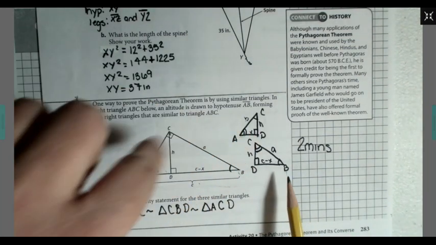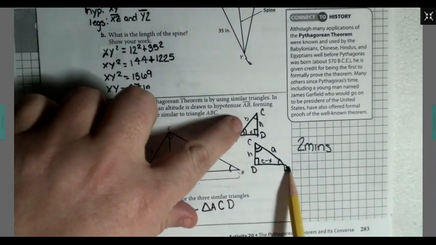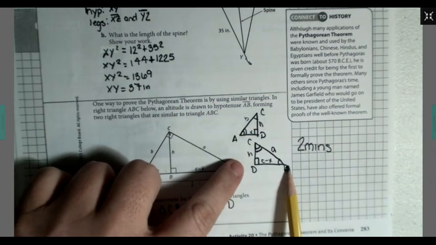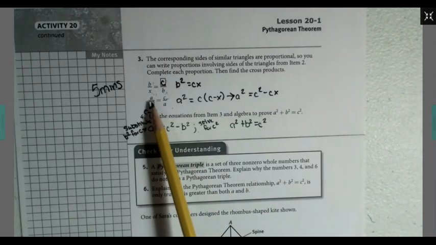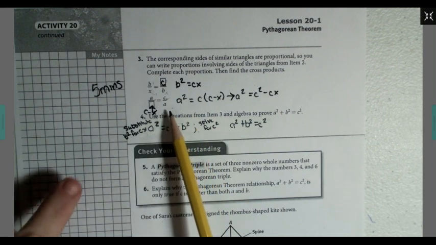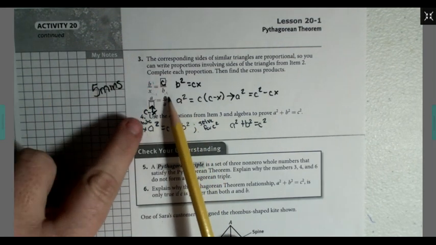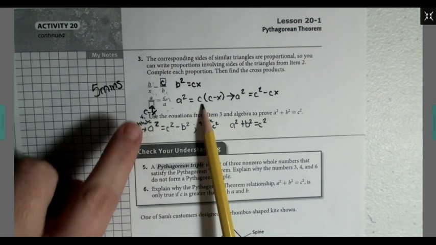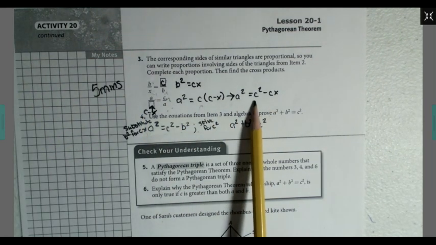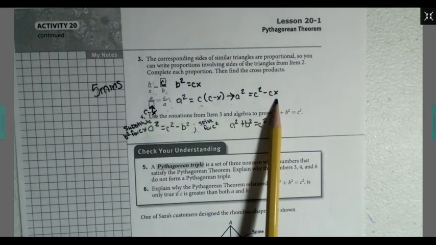So I'm going to do hypotenuse over the one to the right angle, which is c minus x: a over c minus x. Do some cross multiplication: a squared equals c times c minus x. Well, c times c minus x is c squared minus cx.